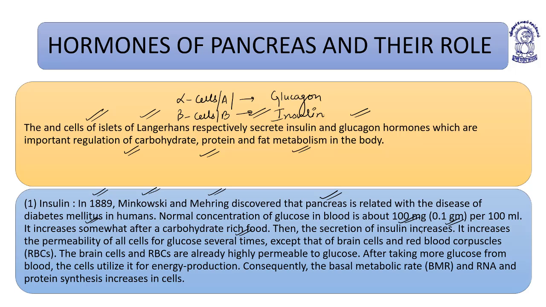Then the secretion of insulin increases. It increases the permeability of cells for glucose several times, except the brain cells and red blood corpuscles. The brain cells and the RBCs already have high permeability to glucose. After taking more glucose from the blood, the cells utilize it for energy production. Consequently, the basal metabolic rate and protein synthesis increase in these cells.